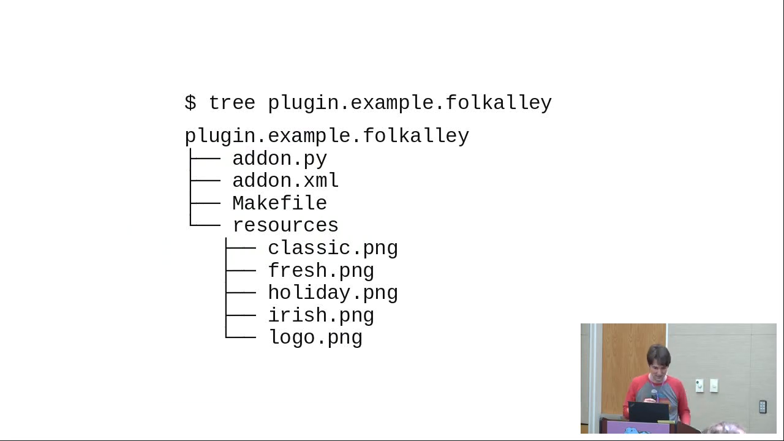Okay, and then this is what my directory looks like. I have a make file in there for packaging the zip file, because why not? And then the resources are those PNG files.